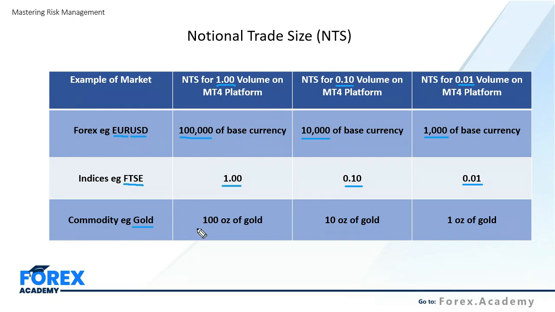A one lot trade in the gold market, this would transpire as a 1.00 volume on a MetaTrader 4 platform. The notional trade size is effectively 100 ounces of gold in this particular example. Moving along, the 0.10 volume on a MetaTrader 4 platform would give you a notional trade size of 10 ounces of gold. And finally, one micro lot or 0.01 volume on a MetaTrader 4 platform, if you're trading gold, would mean that you are effectively trading 1 ounce of gold.